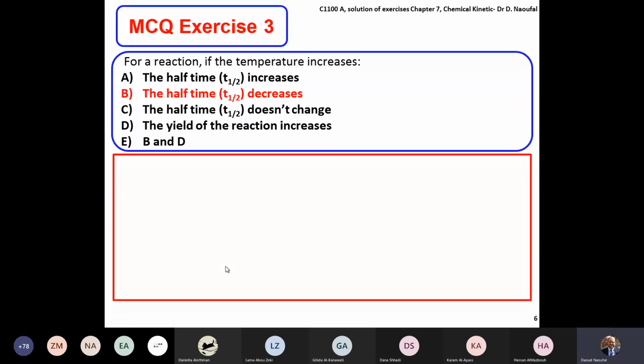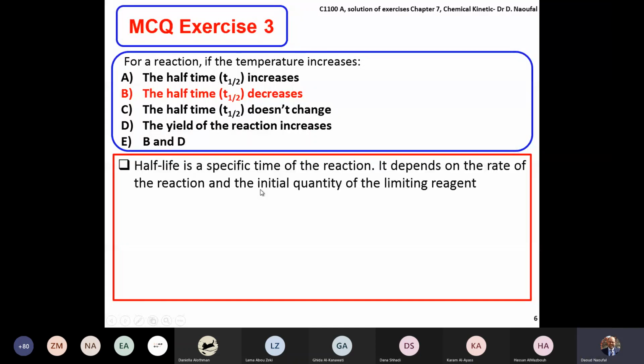MCQ exercise 3. For a certain reaction, if the temperature increases, T half increases, T half decreases, T half is constant, the yield of the reaction increases, and in part B, in answer E, we have two possible answers, B and D. We know that the half-life is a specific time of the reaction.